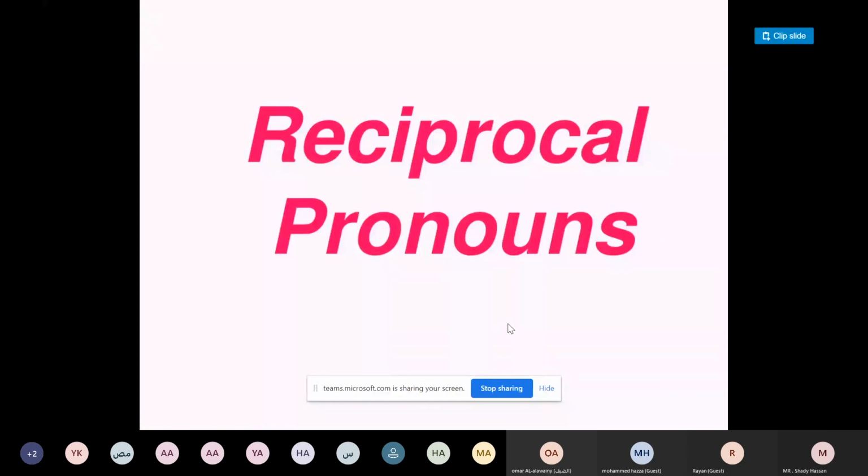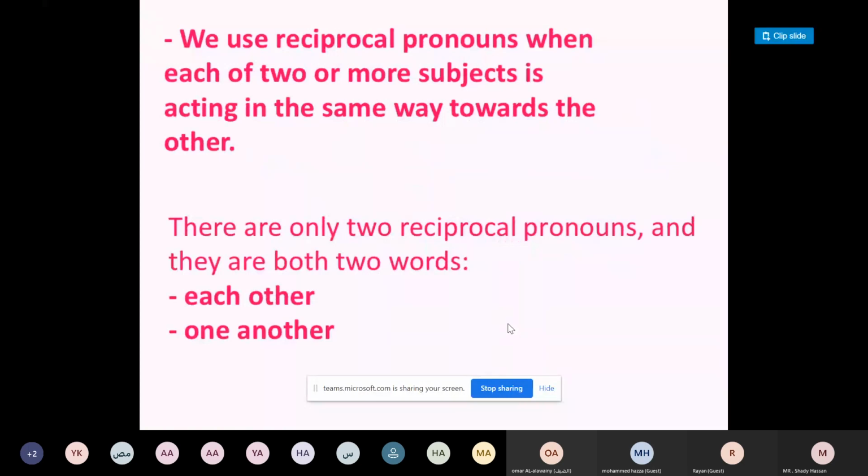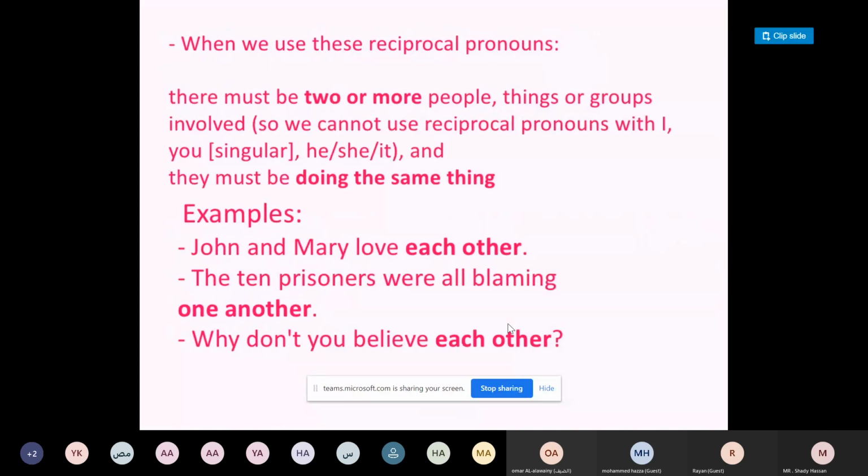Reciprocal pronouns like one another, each other. We call these pronouns reciprocal pronouns because they reciprocate or link different types of subjects. We call them reciprocal because they connect or relate different types of subjects. For example, John and Mary love each other. So each other here is a reciprocal pronoun because it makes a connection between John and Mary.